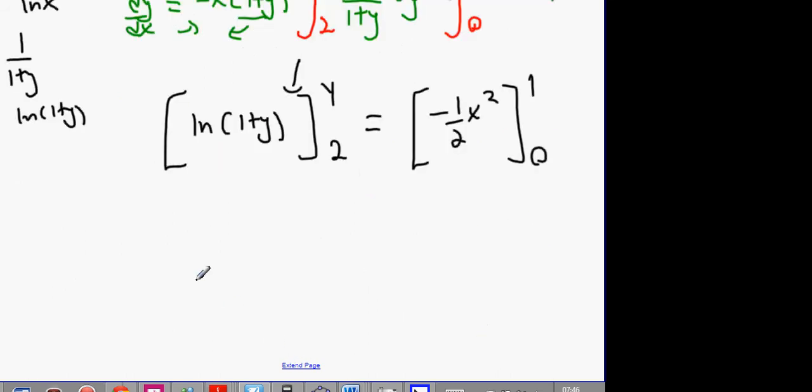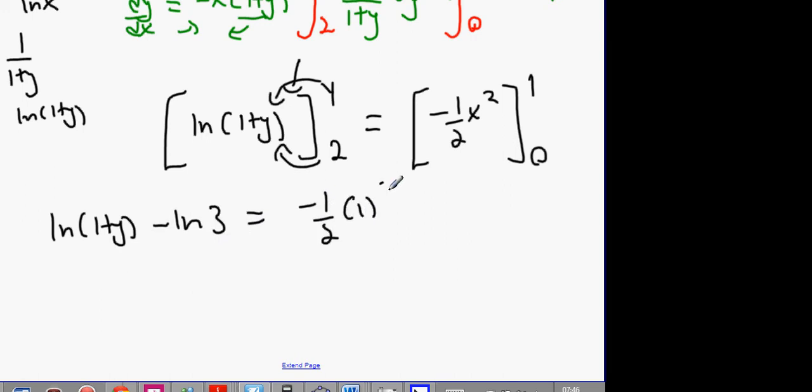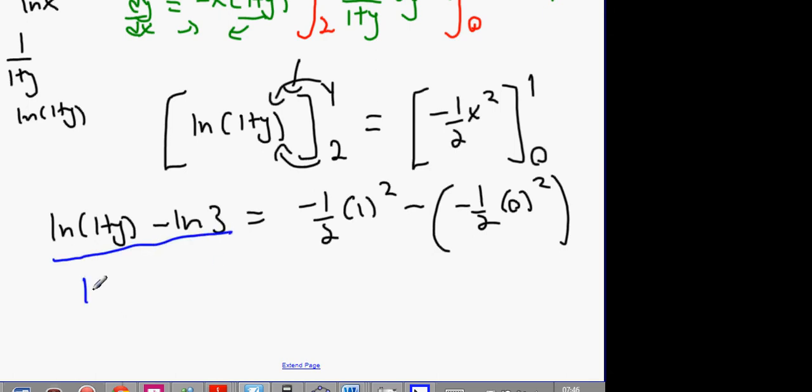Okay. Next part of that is going to be ln of 1 plus y, because you're substituting the y limit in here, and then you're going to take away the 2 limit. So it's going to be minus ln 3. This here is going to be minus a half, and then minus a half times 0 squared. Okay, now use your log rules for this part here. It's the first one minus the second one, which equals the first one divided by the second one. So ln of (1 plus y) over 3 equals minus a half.